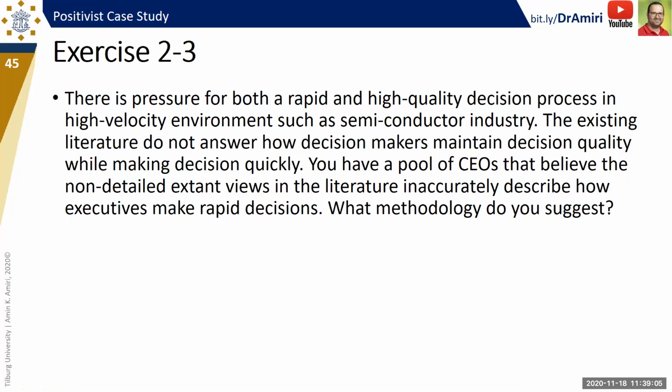So there is a high pressure for having a rapid, high quality decision process in a high velocity environment in the semiconductor industry. The literature does not suggest how this rapid decision making can happen. How can we increase the decision making speed? You have a pool of CEOs. What methodology do you use?